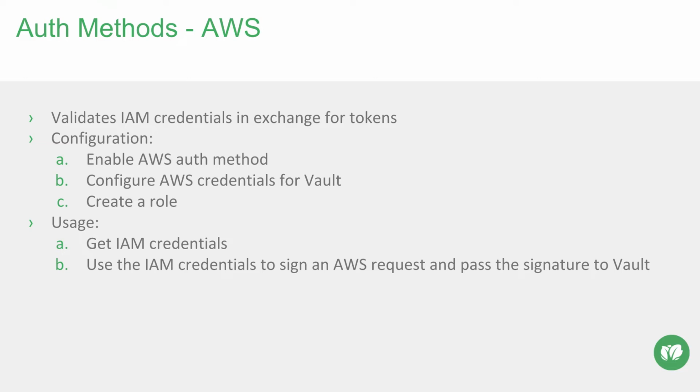Doing this stuff, signing that request, is relatively complicated, like all things involving AWS's signing methods. So the Vault CLI and a lot of the client libraries can kind of take care of that for you if you don't want to deal with that complexity.